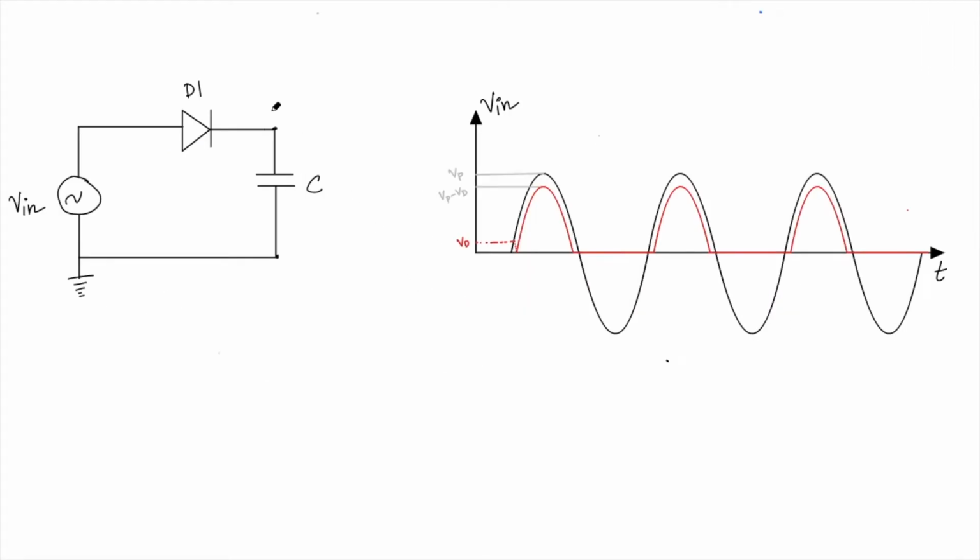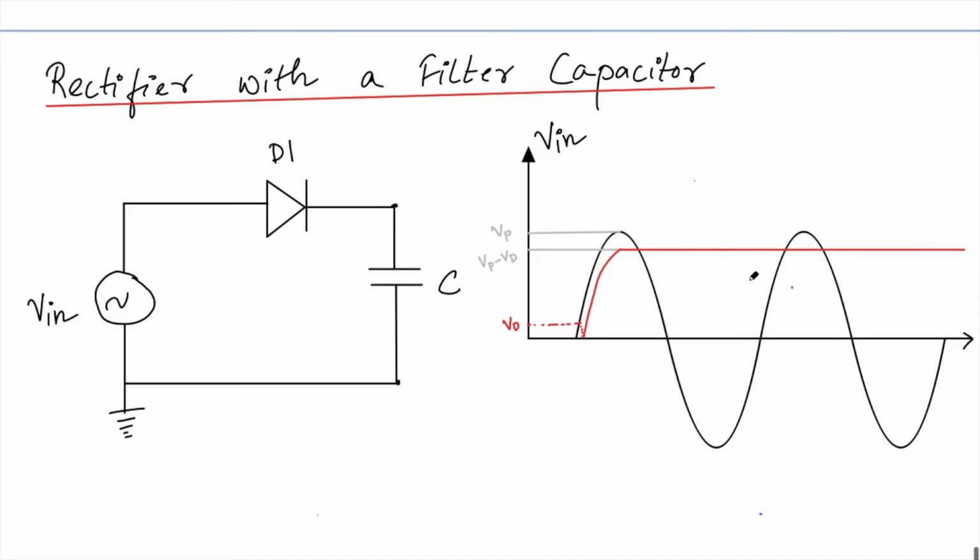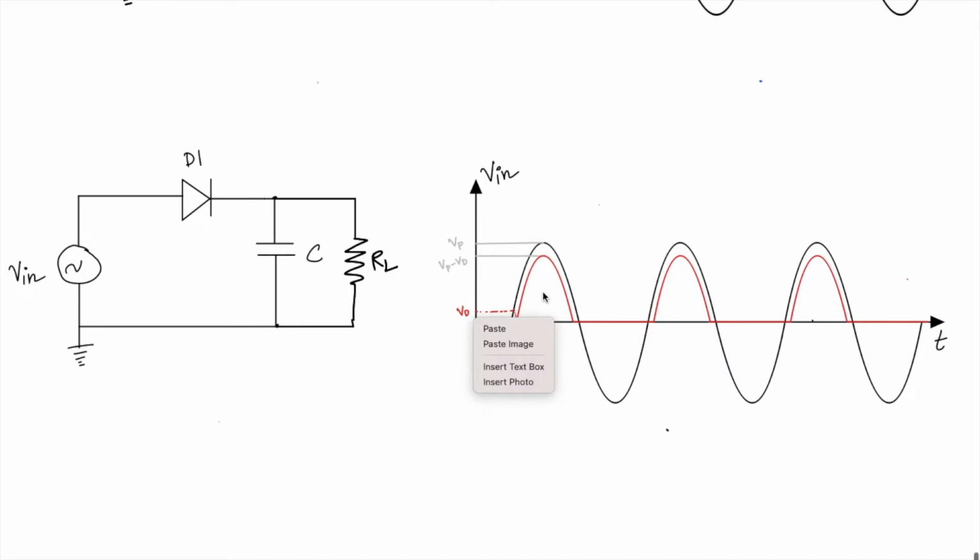So this was the situation when only RL was there. This is my half-wave rectifier, when C was not there, only RL was there. We have also seen that when only C is there, it looks something like this. Now when R and C are both there, here's what's going to happen.